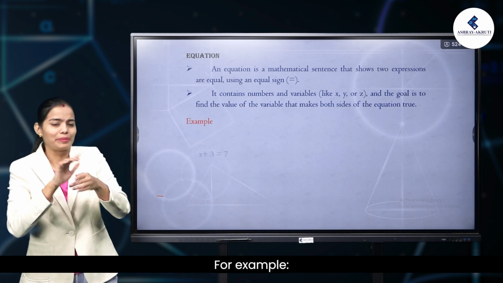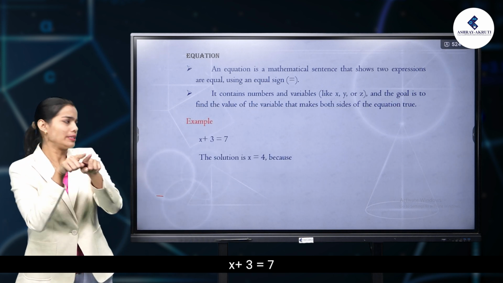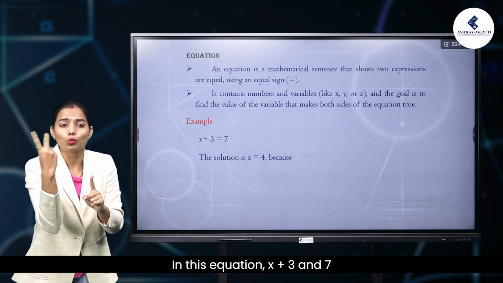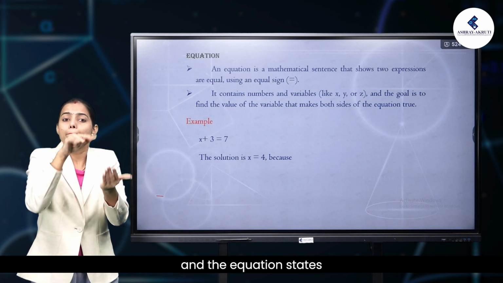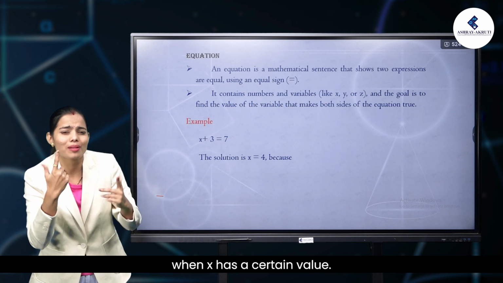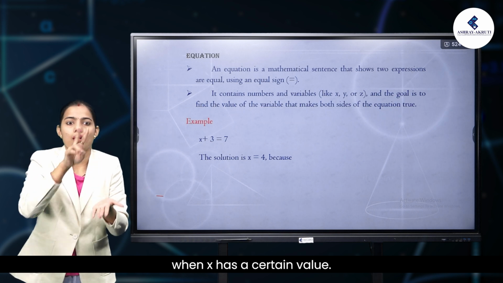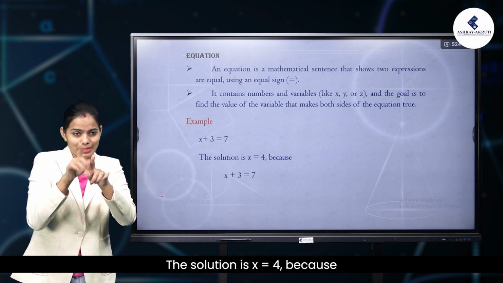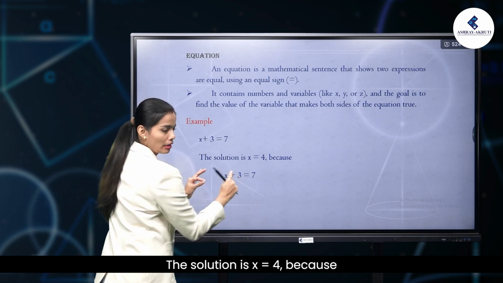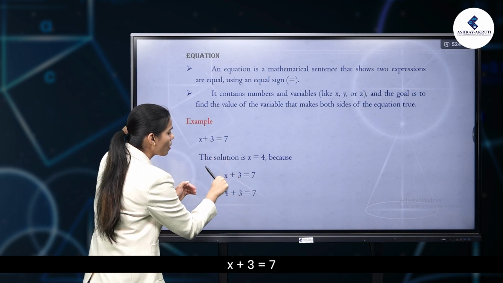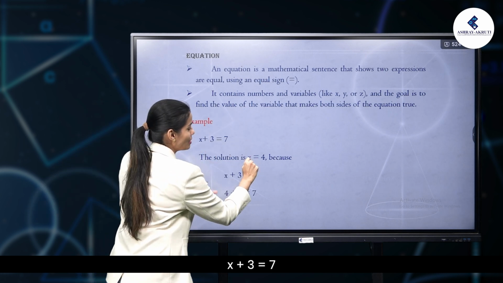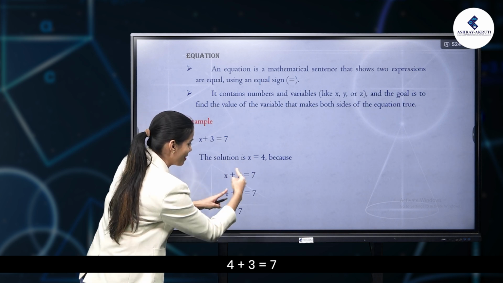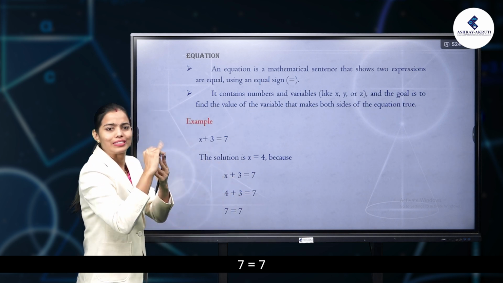For example, x plus 3 is equal to 7. In this equation, x plus 3 and 7 are two expressions and the equation states that they are equal when x has a certain value. The solution is x is equal to 4 because x plus 3 is equal to 7. 4 plus 3 is equal to 7. 7 is equal to 7.